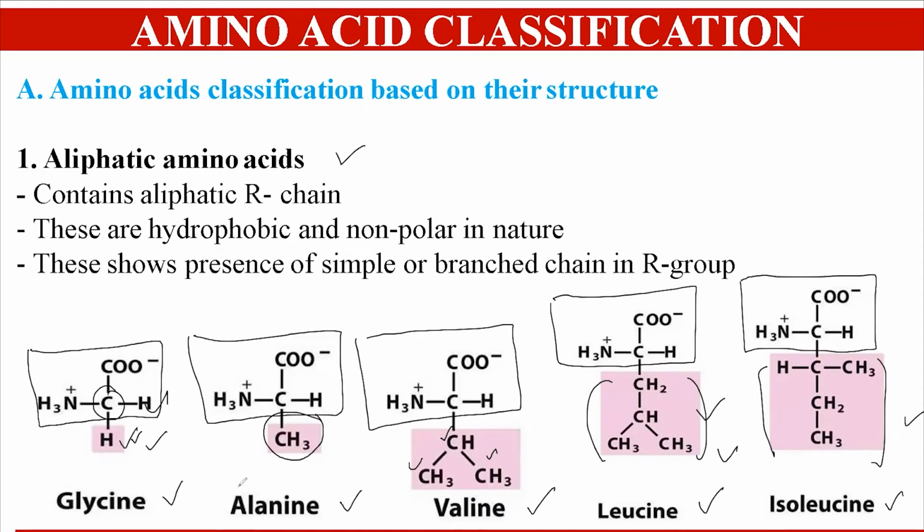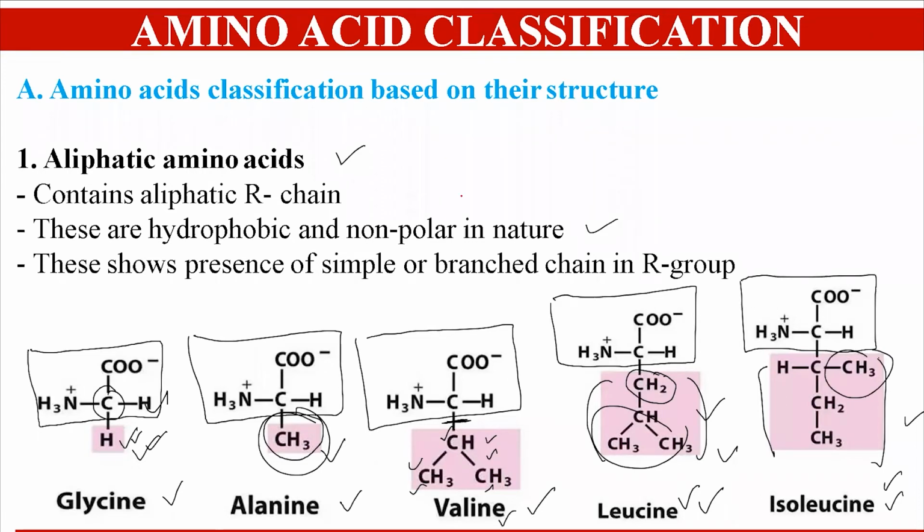So you can just memorize it: glycine is the simplest amino acid. If the R group is a methyl group, then that is alanine. If 2 more methyl groups get attached to this methyl group, that becomes valine. If 1 more carbon is inserted in the chain here, then that becomes leucine. And if there is a little change in the branching positions, that becomes isoleucine. All these aliphatic amino acids are hydrophobic and non-polar in nature. They show the presence of simple and branched chains, as we just discussed. So there are some simple chains and also some branched chains, as you can see here. So this was about the aliphatic amino acids.